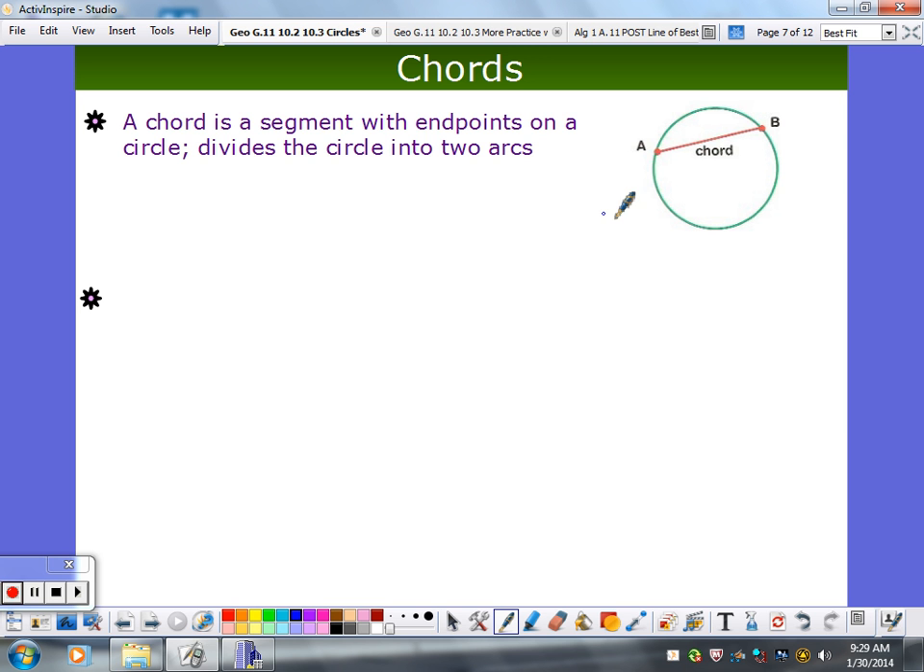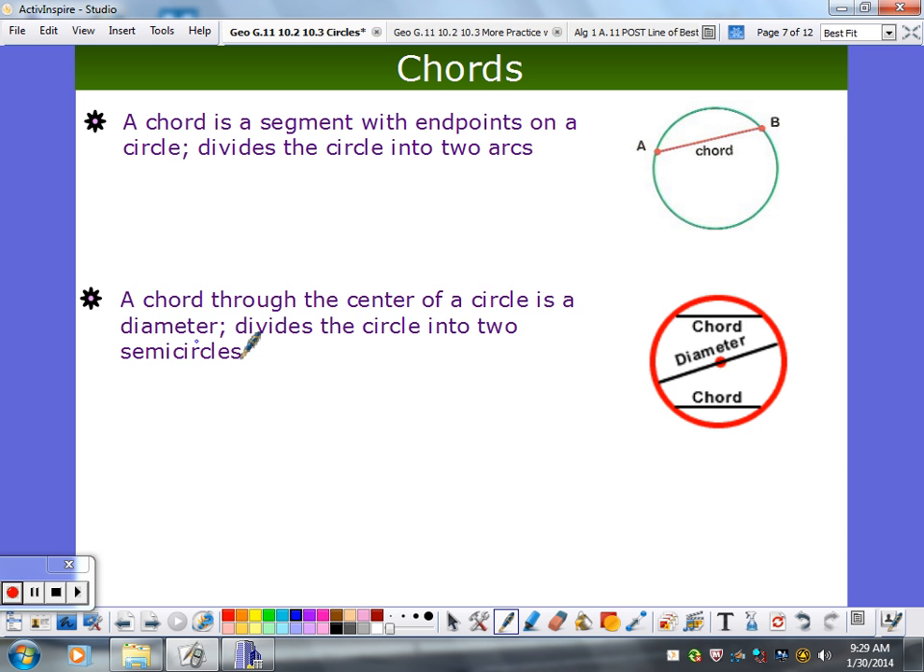So a chord is a segment with two endpoints on a circle, and you get two arcs. If you draw a chord, you've got an arc here, you've got an arc here. A chord that goes through the center of a circle is a very special chord. That's called a diameter, but it's a chord. And you also get two halves, but now you've got semicircles. So if you have a diameter, you're going to have 180 degree arcs.